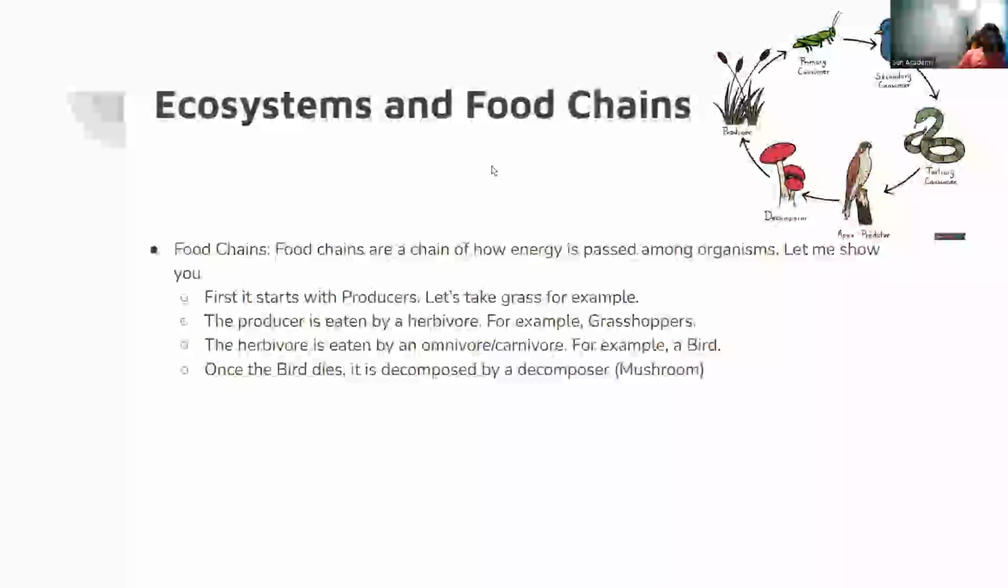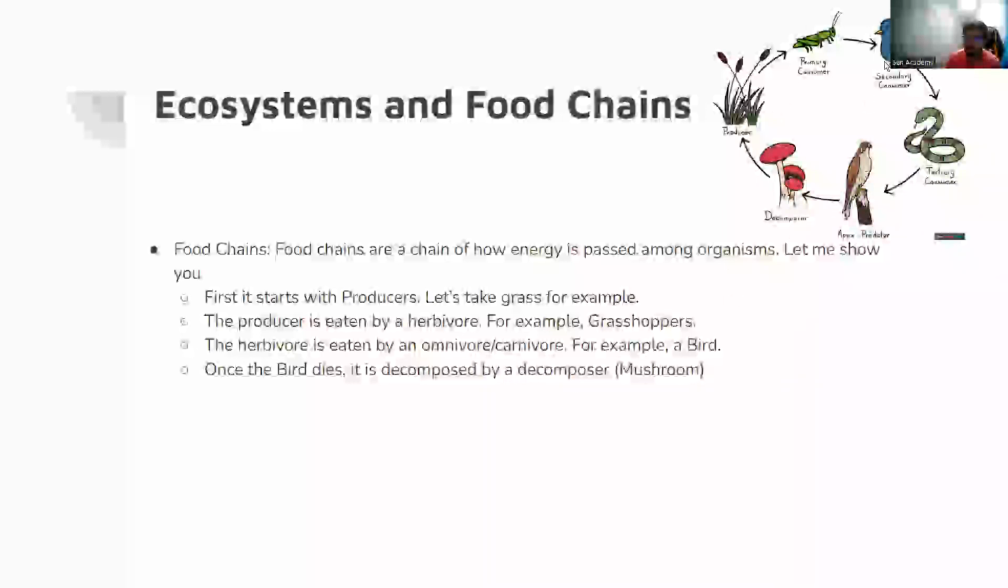This grass is going to be eaten by an herbivore, and for this example, it's a grasshopper. And then the herbivore is eaten by an omnivore or carnivore, so a bird. And then this cycle keeps going on and on until the consumer dies. So the bird, once it dies, will be decomposed by a decomposer.